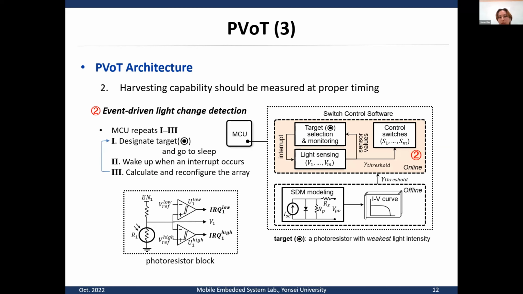So the MCU can detect the light changes in an event-driven way by repeating 3 steps. As mentioned, after the target photoresistor is designated, the MCU goes into sleep mode. During this time, as shown in the lower left figure, if the ambient light changes, the voltage of the photoresistor changes and the interrupt signal occurs with the comparators. This interrupt signal wakes up the MCU. Next, the MCU measures the whole photoresistor sensing values and reconfigures the PV array. After that, the MCU designates a new target photoresistor and goes back into sleep mode.